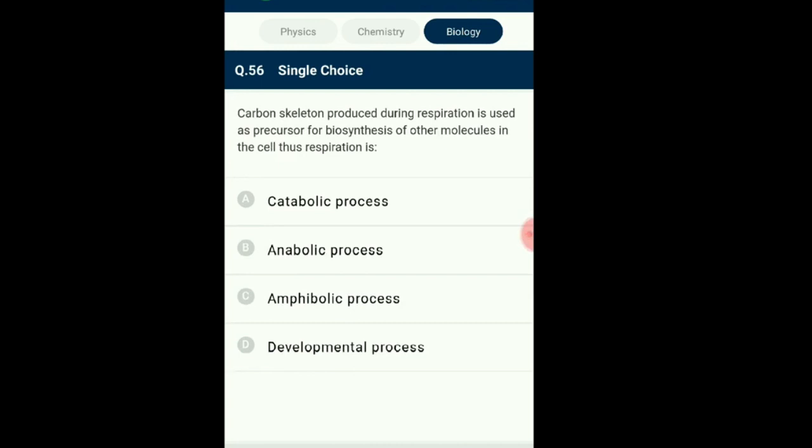Question number 56. Carbon skeleton produced during respiration is used as a precursor for biosynthesis of other molecules in the cell. Since respiration involves a breakdown of substrates, it is traditionally considered a catabolic process. The different carbon skeletons produced in the pathway are used for synthesis of some biomolecules, like during breakdown and synthesis of proteins. Respiratory intermediates form the link. Because the respiratory pathway is involved in both anabolism and catabolism, it is considered an amphibolic pathway. So the answer is option C, amphibolic process.